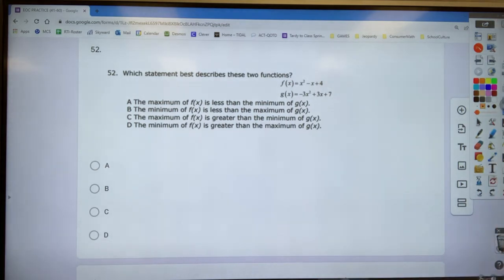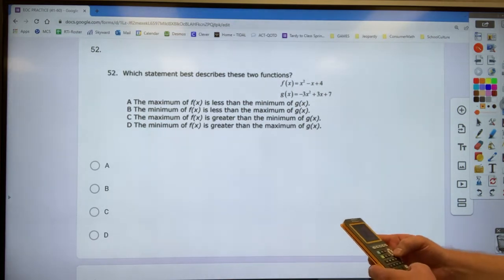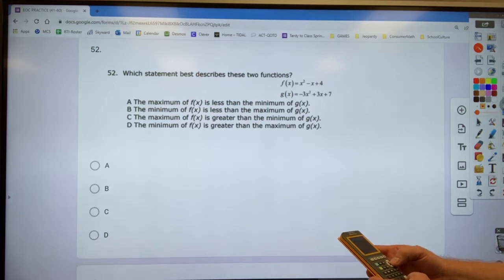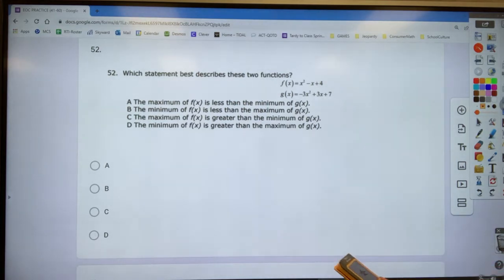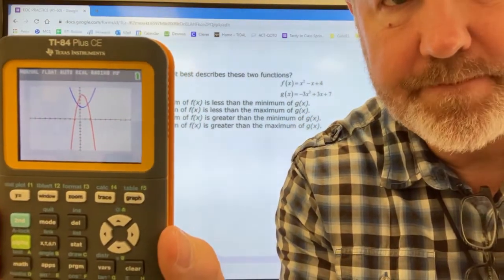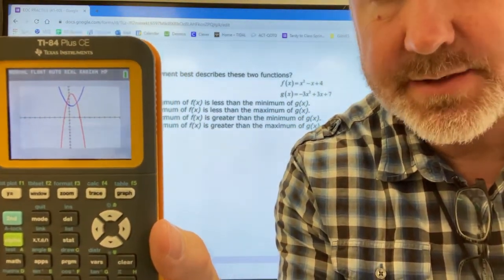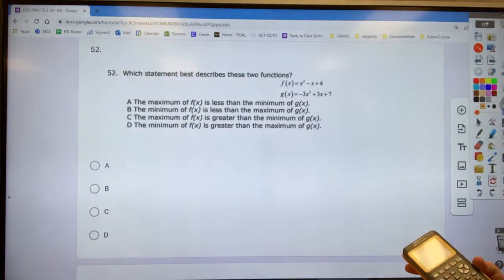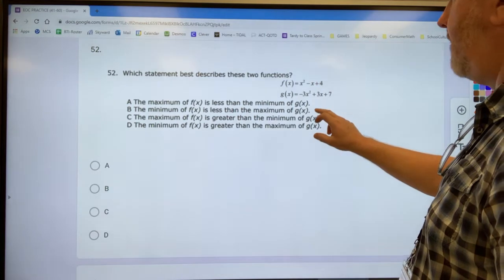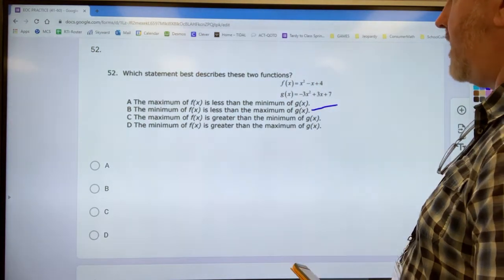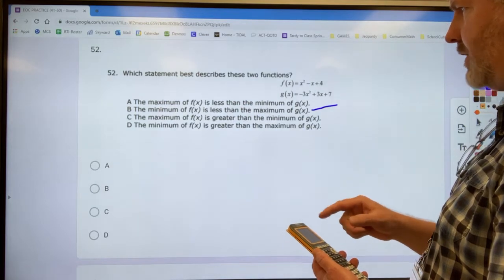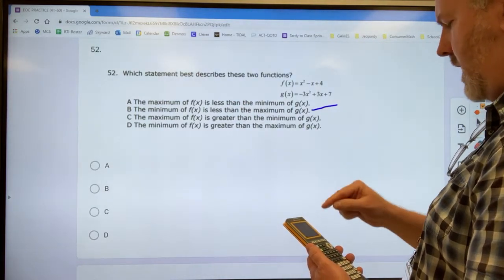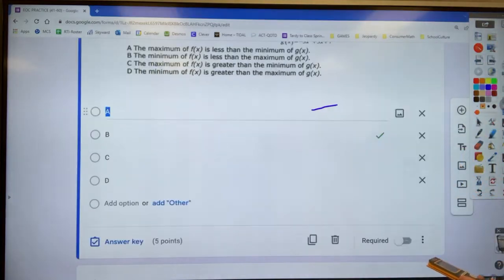All right, more functions to plug in. Minus x plus 4 this time. I can make simple changes. And minus 3x squared plus 3x plus 7. Okay, minor changes. Okay, this one, the blue one's on top, and you can see the minimum is less than the maximum of the red one. So the minimum of f of x is less than the maximum of g of x. And I'm going to go ahead and double check my logic on all of them. The minimum of f of x is greater than, no, it's less. So I'm going to go with B on that one. There it is, B.